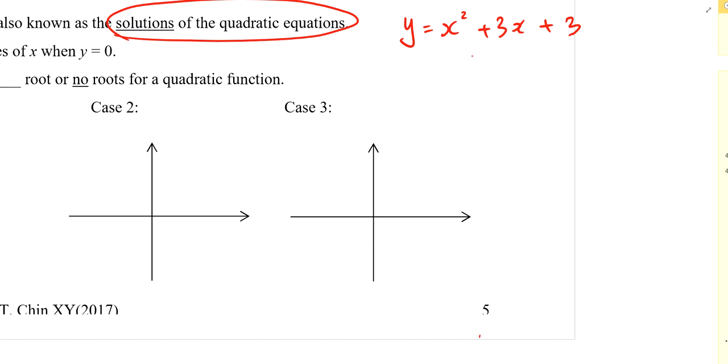Versus an equation that looks like this: x squared plus 3x plus 3 equals 0. Which one do you think you can solve? Let's change this to minus 3. Okay, this one is minus 3. Here I've got y equals something, whereas on this side it is equal to 0.